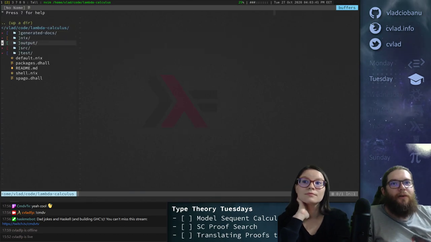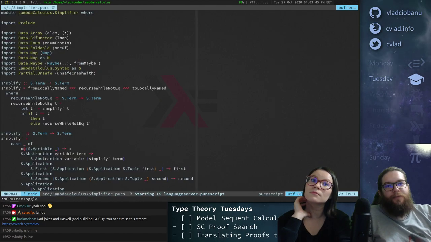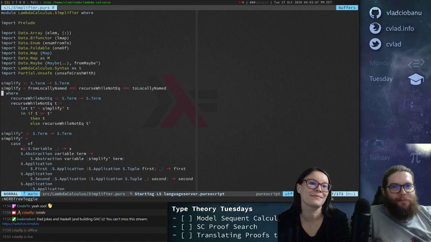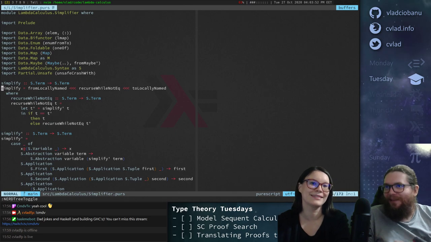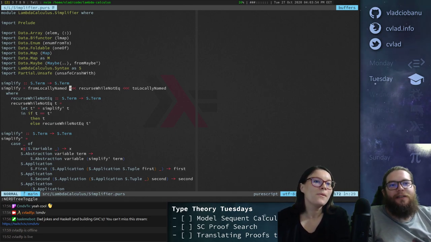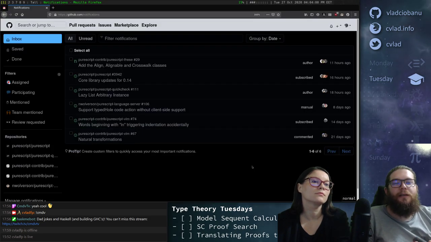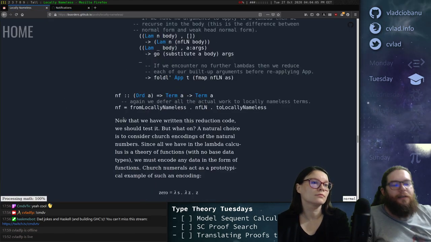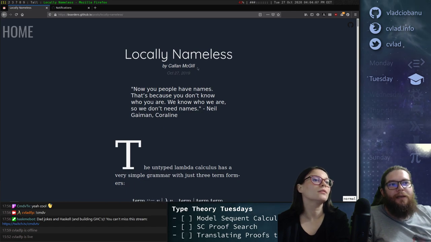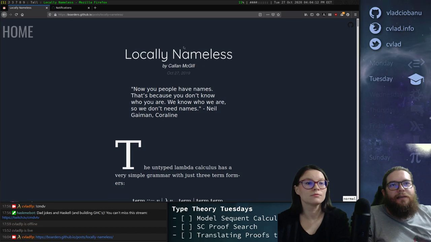So last time we were working on figuring out, okay, so I call it the simplifier. So we have a simplify function in the simplifier, right? And this function goes from locally named, which is the, let me see, do I have it open here? Yeah, we have Kaylin's, I pasted it in chat as well.